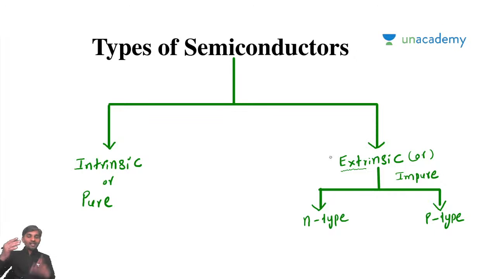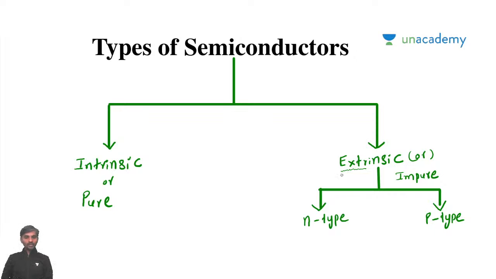So when you add some external atoms to the pure form of semiconductor, this new form of semiconductor will be formed. Remember, extrinsic means externally some impurities are added. Because of that, it's called extrinsic semiconductor. So always, intrinsic means pure and extrinsic means impure. And we'll talk about something called doping also.